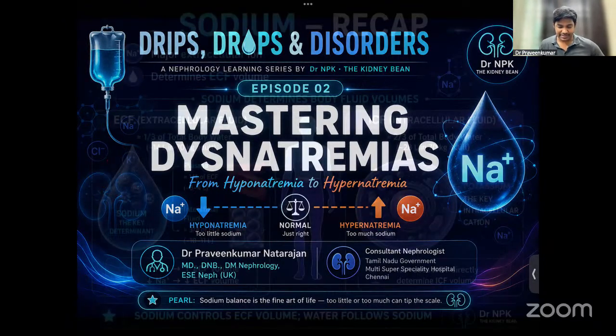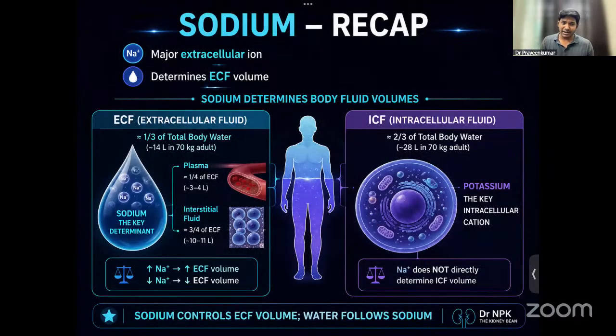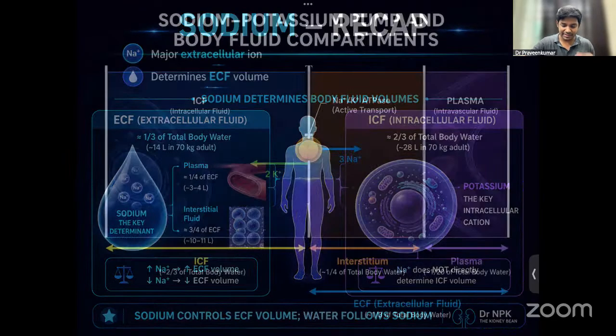Just brushing up what we did last time about sodium. We all know sodium is a major extracellular ion. The amount of sodium determines how much extracellular fluid should be there in the body, so it basically determines the extracellular fluid volume. Of the total body water, 2/3 is intracellular fluid and 1/3 is extracellular fluid. In that extracellular fluid, 1/4 is inside the blood vessels and 3/4 is in the interstitial space. This is again the basics, just to refresh.